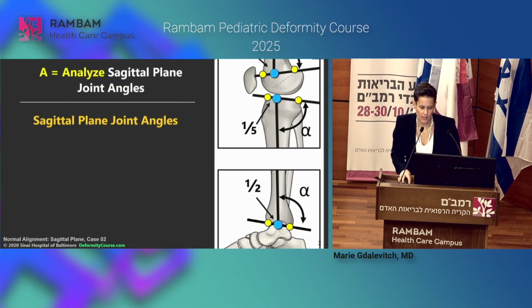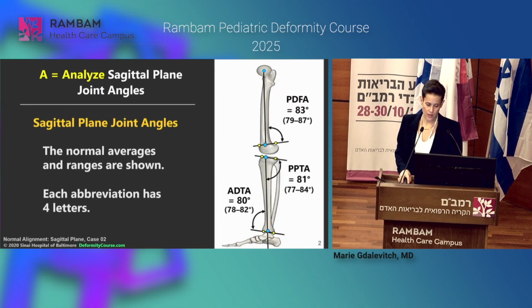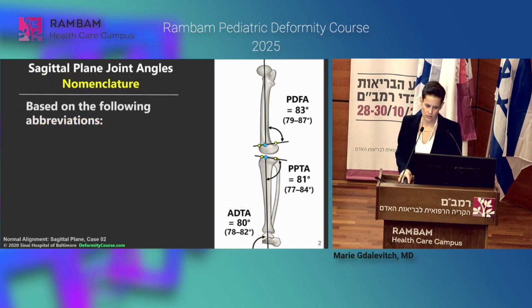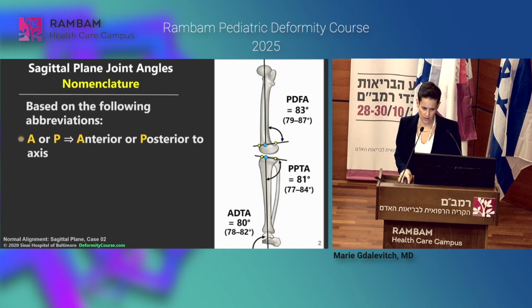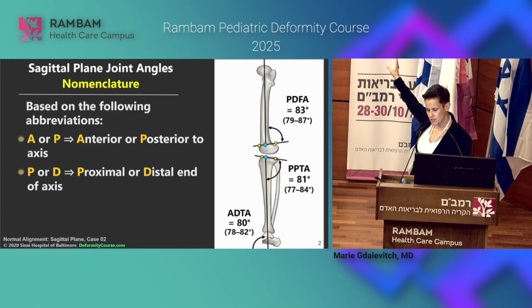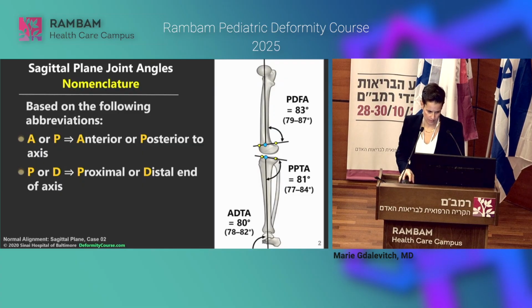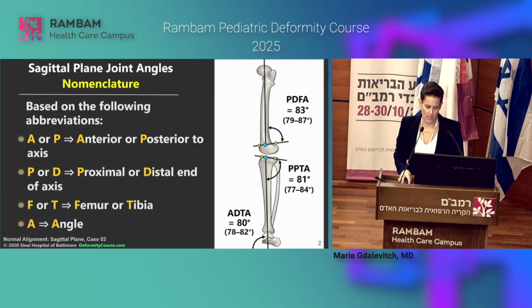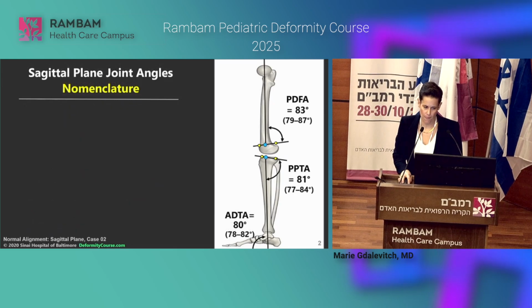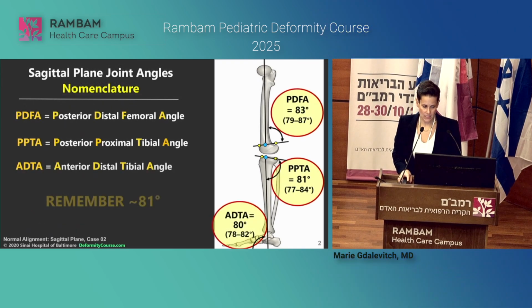So, these are going to give us the angles that we're looking for to know what is normal. These lines are called the posterior distal femoral angle, the posterior proximal tibial angle, and the anterior distal tibial angle. And remember, why did it go anterior in the distal tibia? Because we do the angles that are less than 90. Okay? And the nomenclature is the same as in the frontal plane. Posterior distal femoral angle, posterior proximal tibial angle, and anterior distal tibial angle.